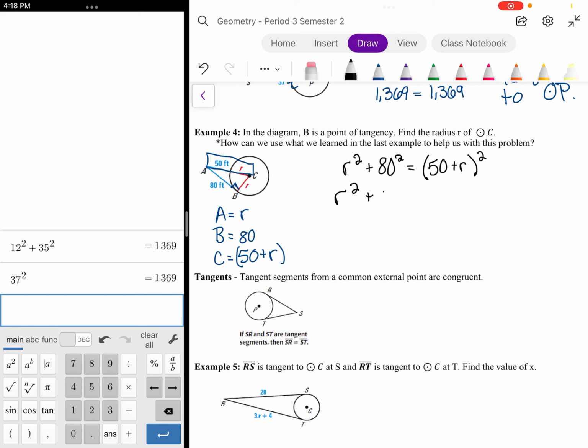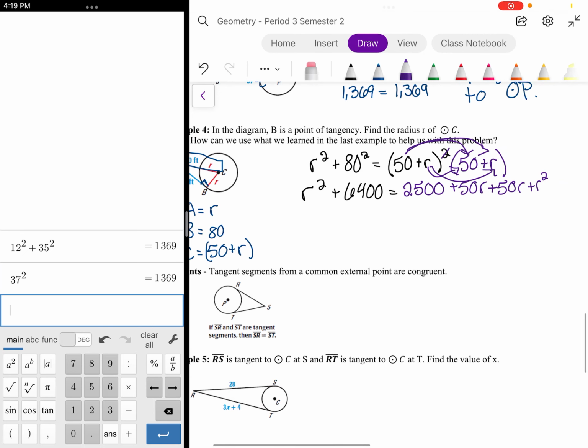And if we simplify, remember that when you have parentheses squared, this really means we're taking this multiplied by itself. So we are going to have to FOIL here. Once you've FOILed, you can start combining your like terms. So we can add these two 50R's together. So we'll have R squared plus 6,400 equals 2,500 plus 100R plus R squared.